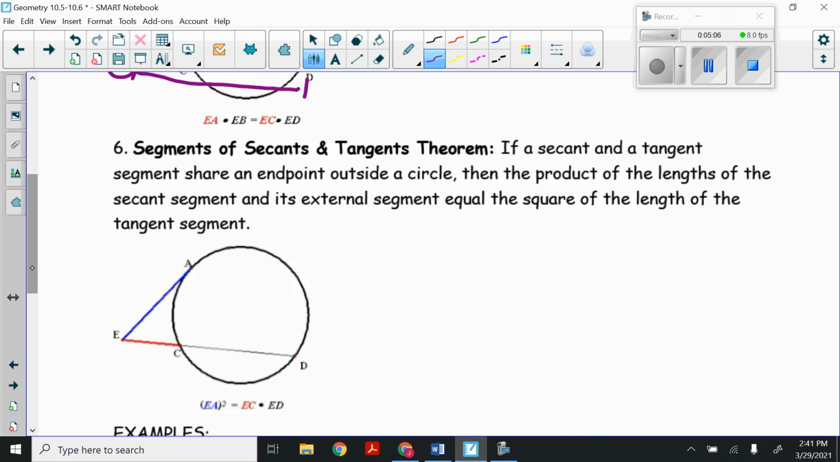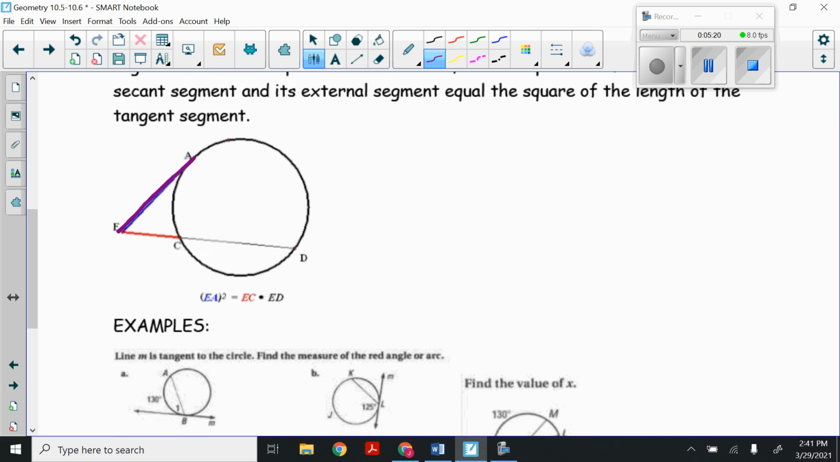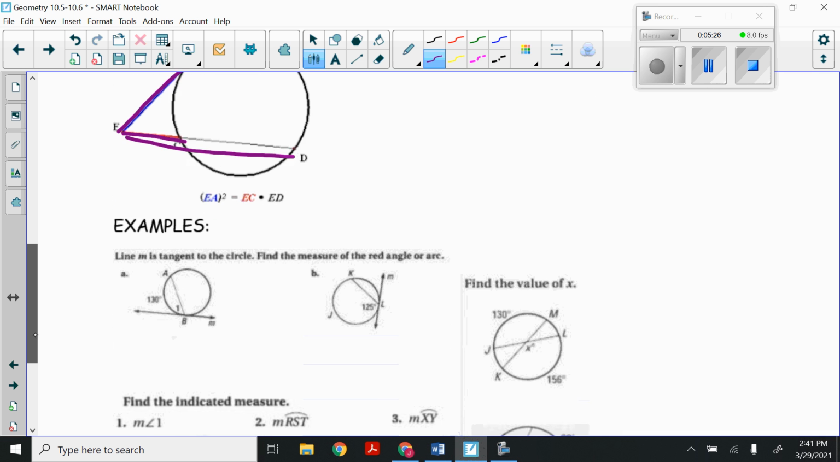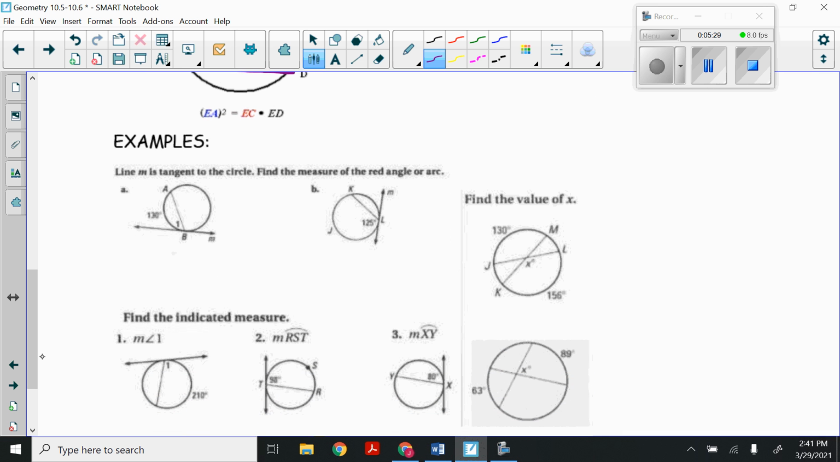Segments of secants and tangents. If a secant and a tangent segment share an endpoint outside of a circle, the product of the lengths of the secant segment and its external segment equals the square of the length of the tangent. So here, EA quantity squared equals EC times ED. And I'm giving you formula sheets today that have all of these on here. So let's look at some examples.